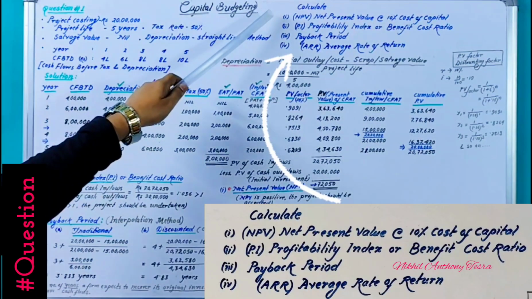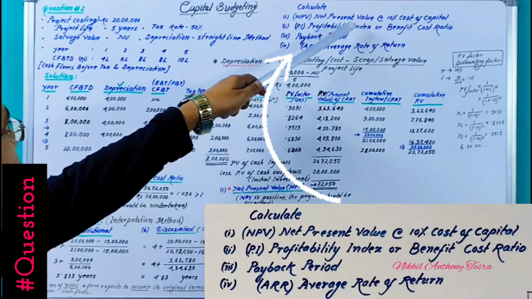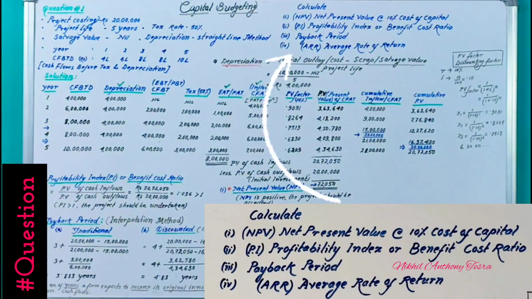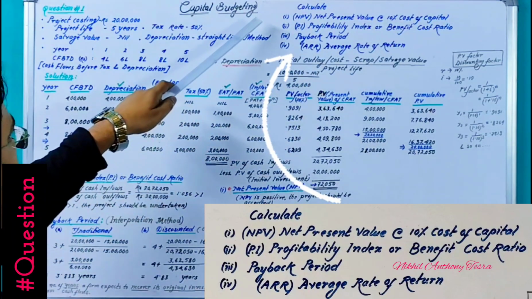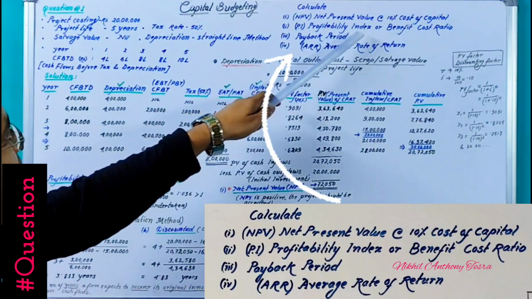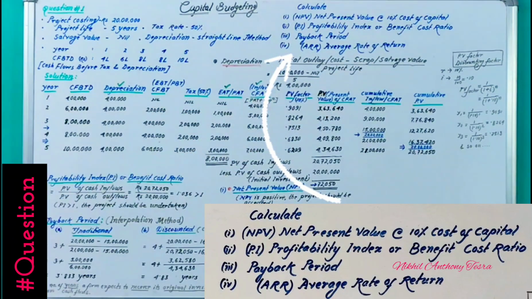And we need to calculate number 1, NPV, that is net present value at the rate 10% cost of capital. That is, PV factor is given at 10%. Number 2 is PI, that is profitability index or benefit cost ratio. Number 3, payback period. Number 4, ARR or average rate of return.